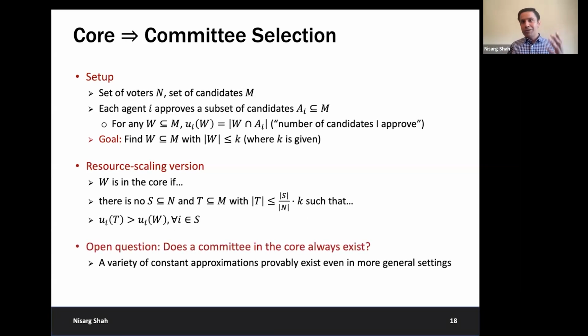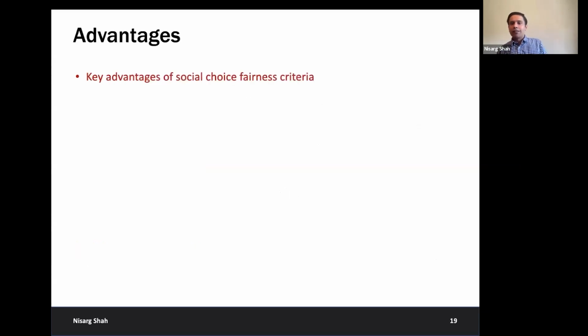The famous open question in this particular setting is whether a committee in the core always exists, and a variety of approximation results have been known, but we are not going to get into that because our focus is on AI and machine learning. All right, let me just say one thing about certain advantages that this style of fairness notions hold over some of the other fairness notions that have been studied in machine learning, and then we'll dive right into the AI machine learning literature.